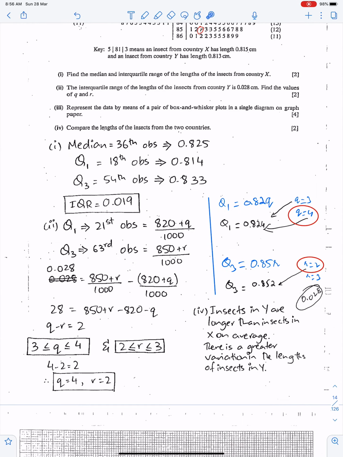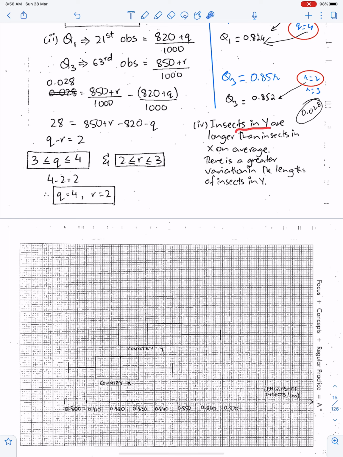Compare the length of insects from these two countries. Insects in Y are longer than insects in X on average, number one, and greater variation in length of insects in Y.